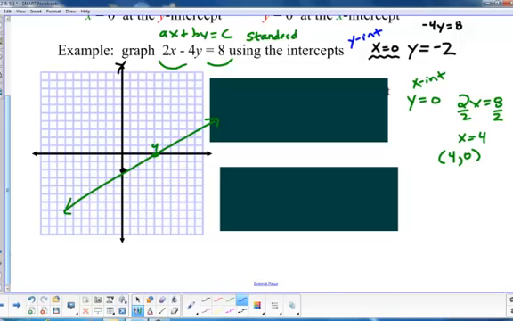Now, does it make sense that this is a positive slope? I always like to look at things in y equals mx plus b. So if we subtract 2x from both sides so that we isolate the y, we have negative 4y equals negative 2x plus 8. And then to get the y completely alone, we would divide by negative 4.